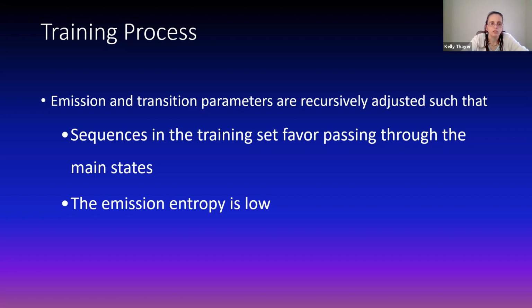And also you want the emission entropy to be low, meaning that most of your emissions should be converging on a single thing. So you should see a pattern that is growing out of this. You shouldn't have all of the states be 50-50 for everything, because you wouldn't really have a pattern then.